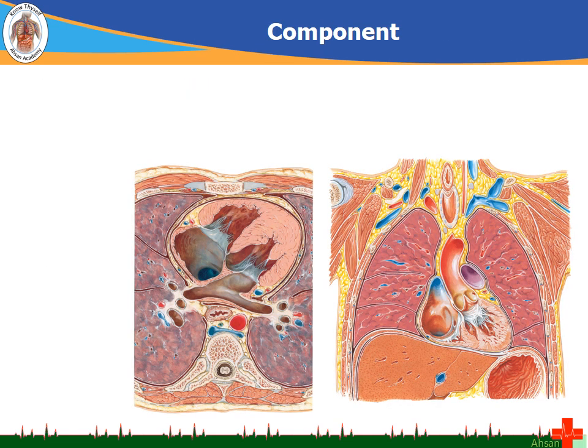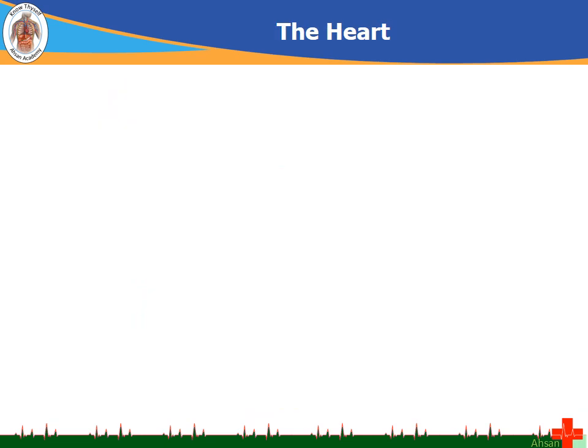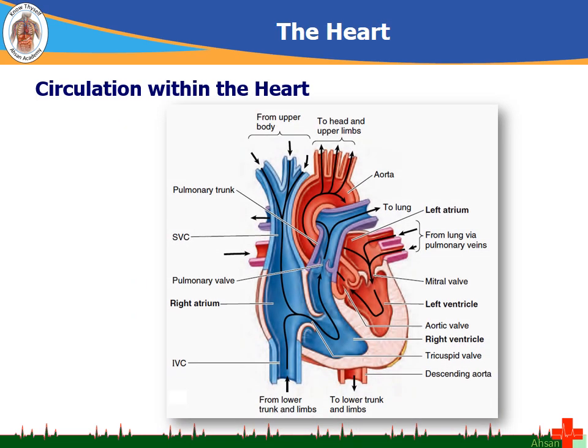The heart contains 4 chambers, and these chambers have variation in the features present inside the cavity, inside of the wall, as well as change in the features of the wall. Circulation within the heart is shown in this figure.